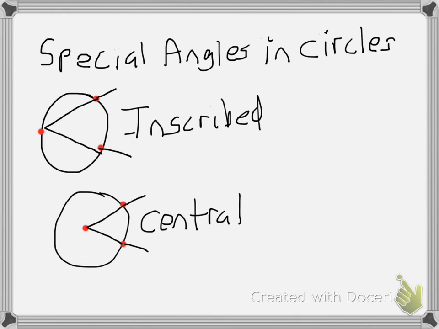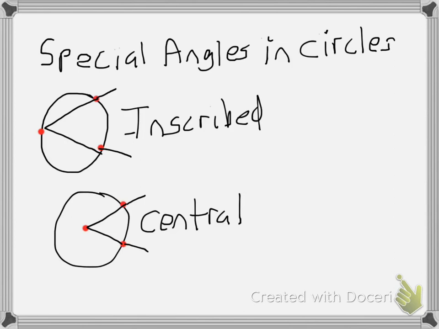So an inscribed angle has all 3 points on the circle. A central angle has 2 points on the circle, and the vertex is in the center of the circle, hence the name central. So if you're getting confused, if it starts with a C, it's the center. Hopefully that helps you all remember it somehow or another.